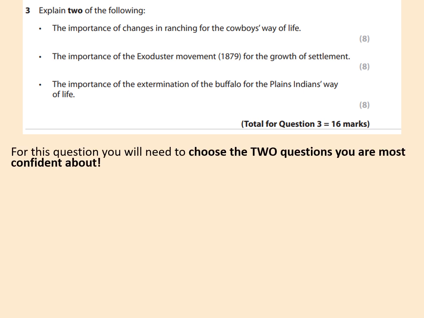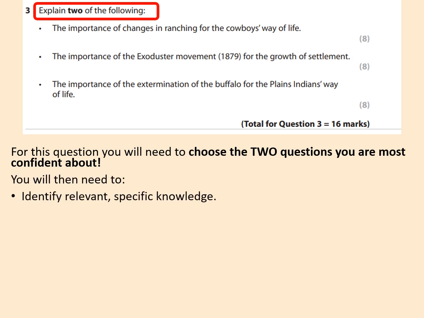For this question, you'll need to choose two questions that you are most confident about. So please don't try and answer all three of them, just choose the two that you think you'll be best at. So let's have a read of the question. Explain two of the following, and that's crucial. Don't just choose one, don't choose to do all three, actually do two of them. You'll need to then identify relevant, specific knowledge. So it might be knowledge about the importance of changes in ranching for the cowboys' way of life, or the importance of the exoduster movement for the growth of settlement, or the importance of the extermination of the buffalo for the Indians' way of life.